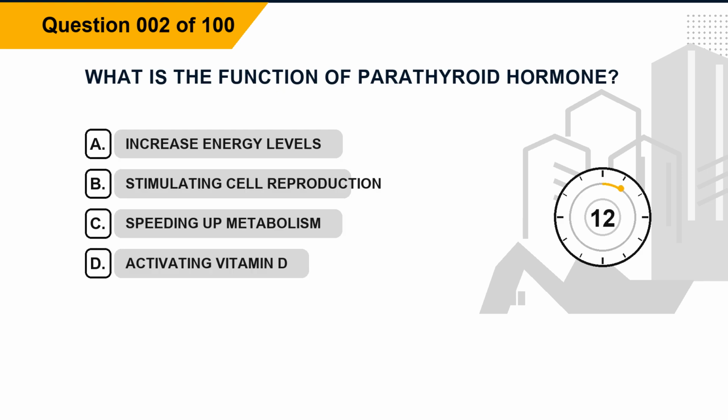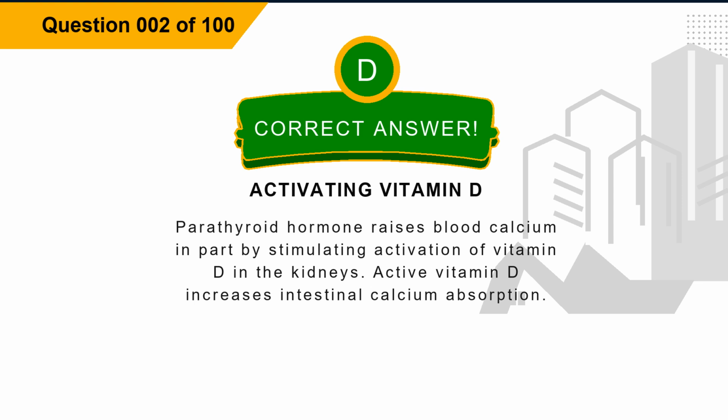Question 2. What is the function of parathyroid hormone? Option A, increase energy levels. Option B, stimulating cell reproduction. Option C, speeding up metabolism. Option D, activating vitamin D. The correct answer is option D, activating vitamin D.